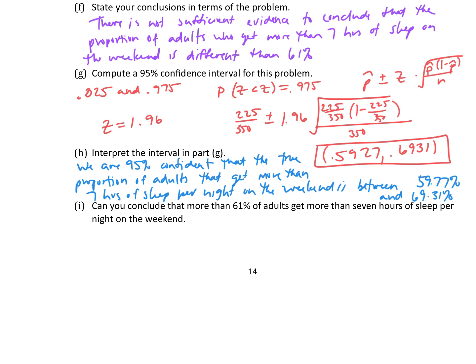All right, letter I. Can you conclude that more than 61% of adults get more than 7 hours of sleep per night on the weekend? Remember, in order to conclude that, your entire interval must be above that. So the answer is no. If the value that they're asking about falls within your interval, you can't conclude that.